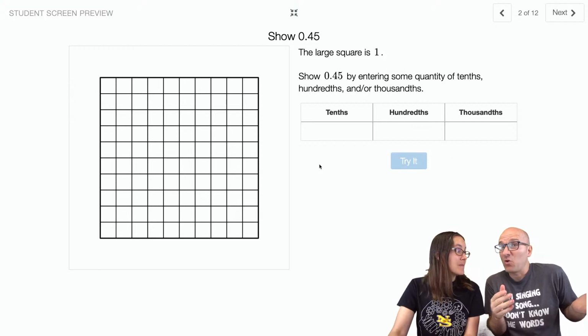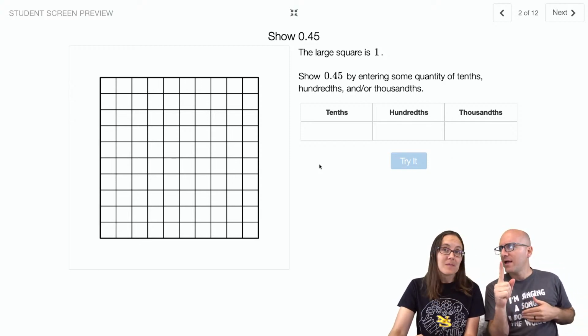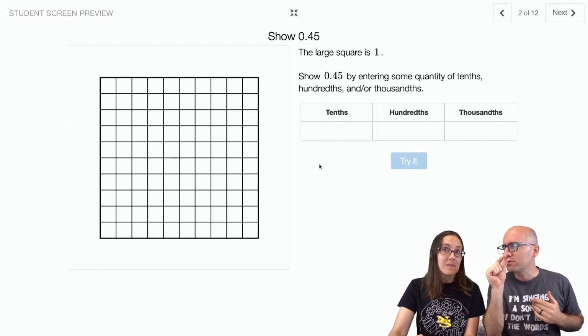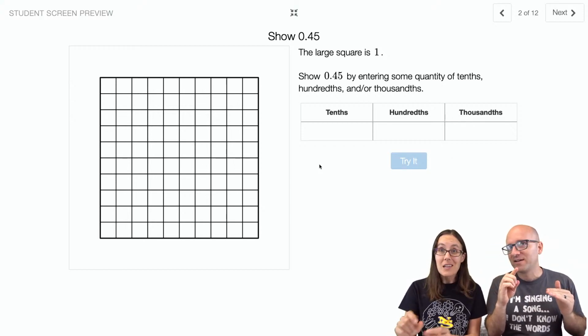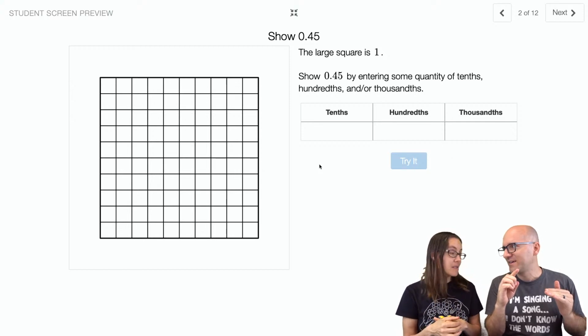And you could think of it if you want, you could think that's like $1. And then how much would each of the little squares be, if the big square is $1? The little squares would each represent 1 penny, because 100 pennies makes $1.